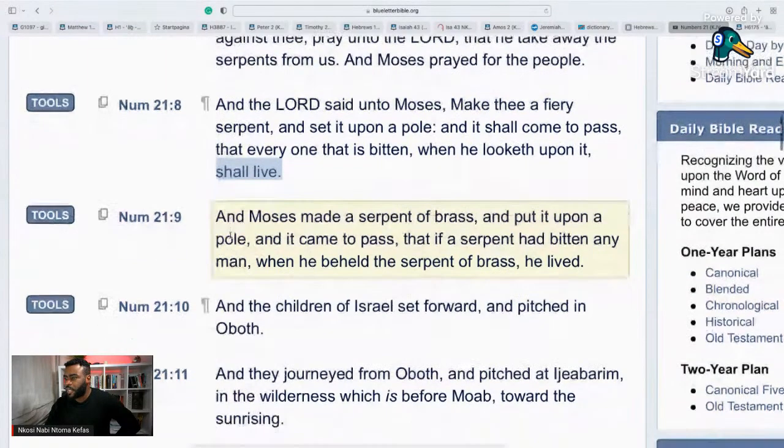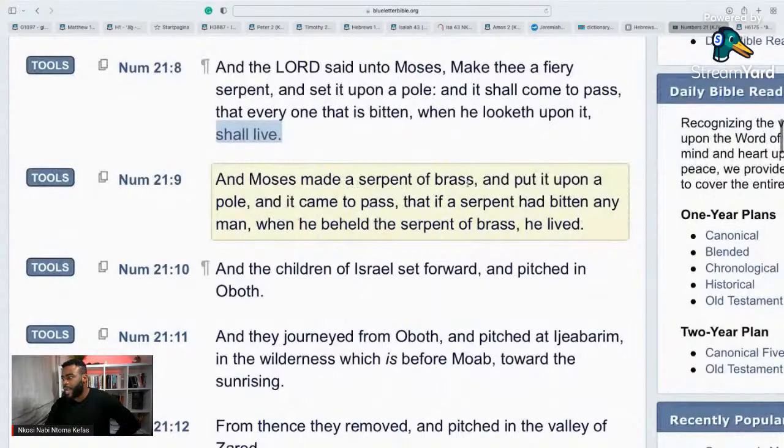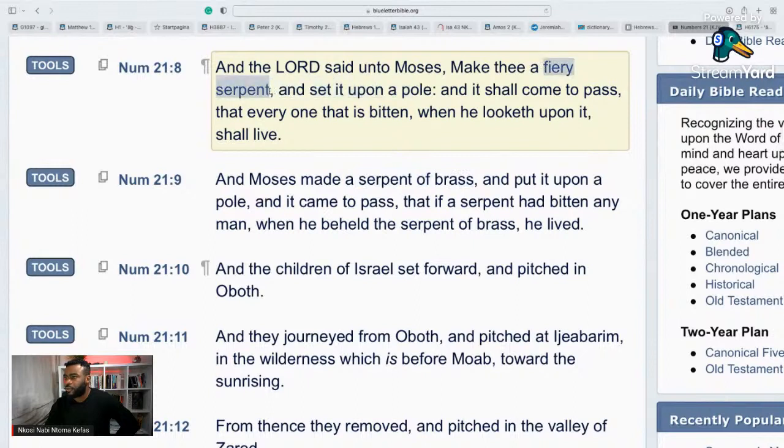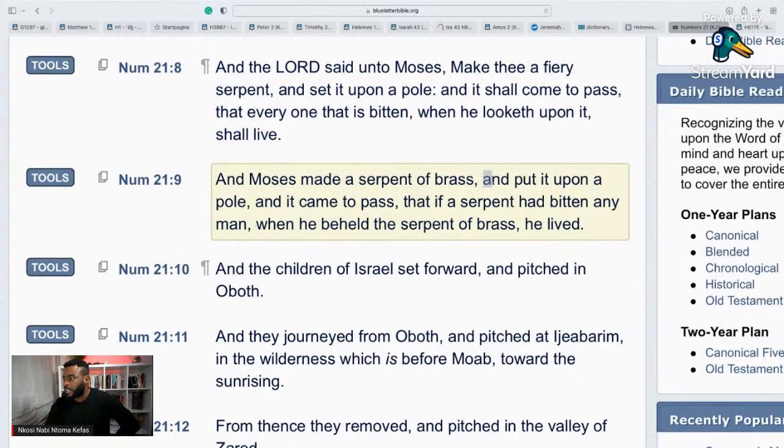Yes. And Massa made a serpent of brass, you see, so that serpent of brass is a fiery serpent. Yes. And put it upon a pole, and it came to pass that if a serpent had bitten any man, when he beheld it, the serpent of brass, that's the fiery serpent, the shining serpent, he lived. Oh my goodness. See that? He lived. So there is something here with the serpent. Yes.